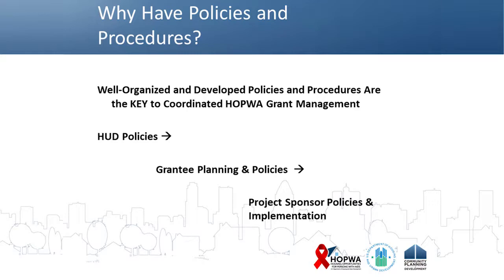So well-organized and developed policies and procedures are the key to coordinated HOPWA grant management. HUD policies that we have at our level flow down to the grantee level and then to the project sponsor level and into implementation. And what this means is the goals and the rules and the intent of the federal HOPWA program are actually carried down all the way to the client level, and that's how it should operate. So that everything that Congress is saying to us, this is how we want these federal dollars used, is actually how we're using it in compliance on the ground. And it takes all of us to make that process work.